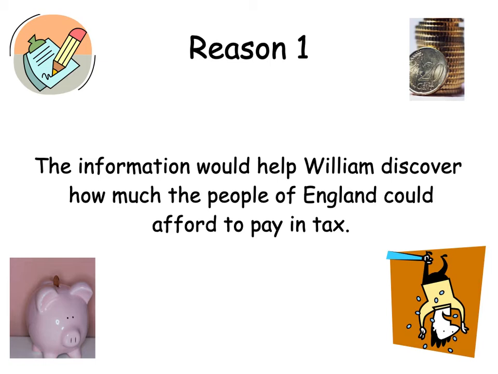So one reason William made the Domesday Book was that the information would help him discover how much the people of England could afford to pay in tax. Now, we all have to pay taxes, and we use them to run the government. Today, we spend that money on things like the NHS and schools. But William would have spent it on an army to control England, to put down any rebellions, and to keep everybody loyal to him.